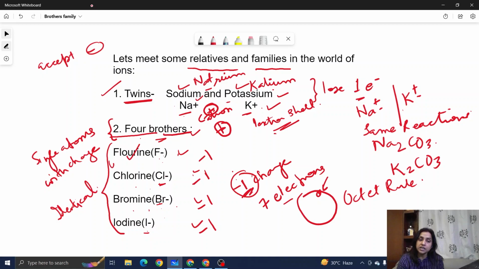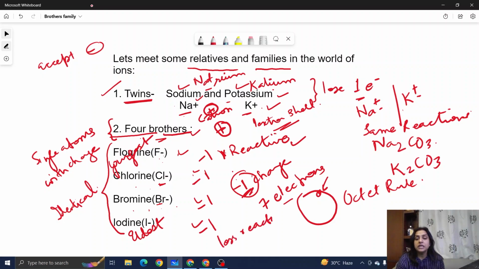Fluorine is the youngest, and iodine is the eldest brother. So fluorine is very reactive, being the youngest in the family. And iodine is comparatively less reactive, being the eldest brother. So this is how you can remember them.